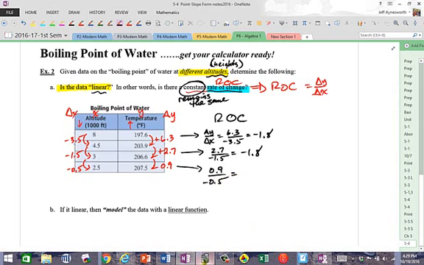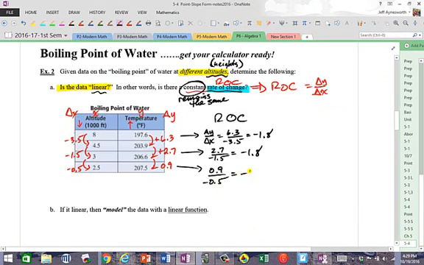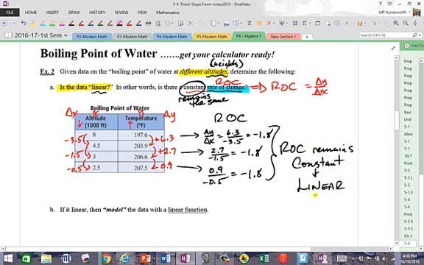Well, let's figure it out. Okay, so 0.9 divided by negative 0.5. Oh my goodness, look at that. It's the same, negative 1.8. Okay, so the rate of change remains constant. And that means it's linear, which means we can model the data with what's called a linear function.